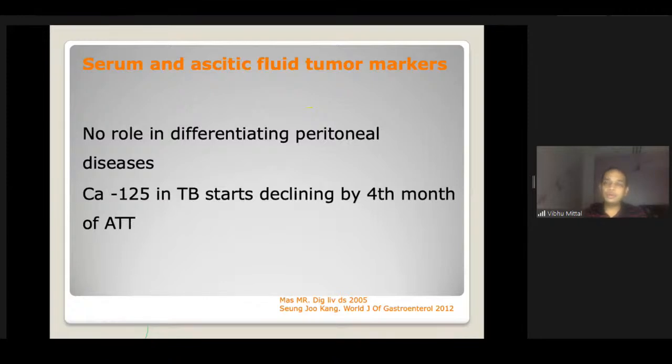Avoid tumor markers on serum and ascitic fluid. There is no role in differentiating peritoneal disease, either tuberculosis or malignancy, ovarian malignancy, etc. CA125 is high in tuberculosis as well, and it would start to decline by the fourth month of ATD. So there is no role of CA125, CA19-9, in blood or ascitic fluid to differentiate TB from peritoneal mets. The role of these markers is in following a patient of peritoneal malignancy in response to therapy, etc.